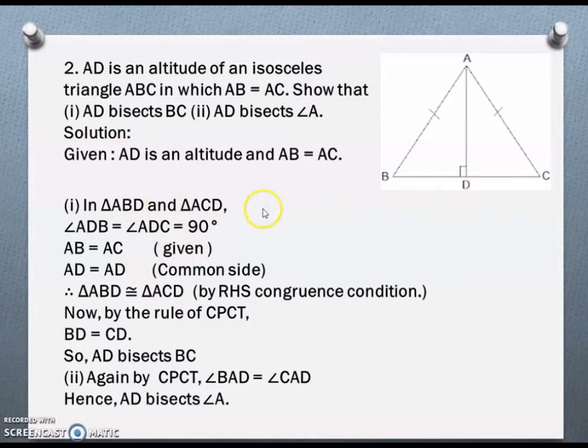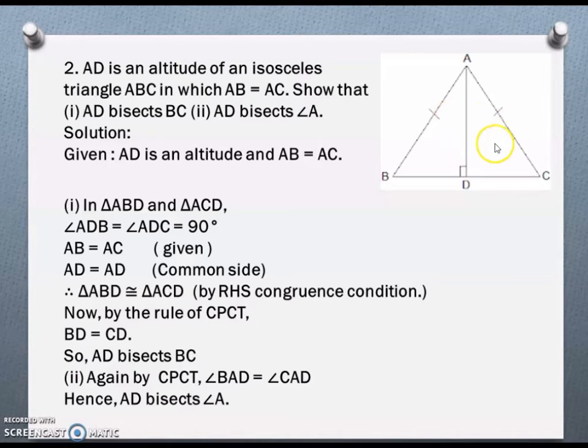So here you will consider the two triangles ABD and ACD. Now over here, both the angles ADB and ADC are 90 degrees each because it is given they are altitudes. AD is the altitude. Also AB and AC are equal and AD is the common side. So here we can use the RHS congruence condition because a right angle is there in both the triangles, hypotenuse AB and AC are given equal, and one of the other sides, that is AD, is the common side.